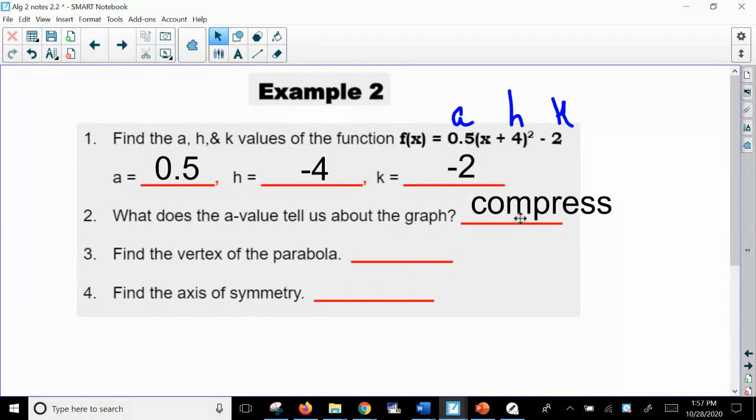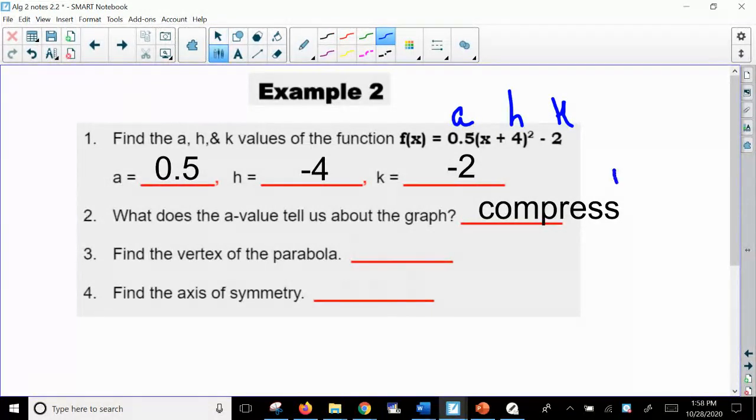The A tells us that the graph is going to compress. So this time the A value was not a negative, so it did not flip upside down. And 0.5 is less than 1 whole, so instead of stretch, the graph will compress. That means the parabola got a lot wider than the parent function.